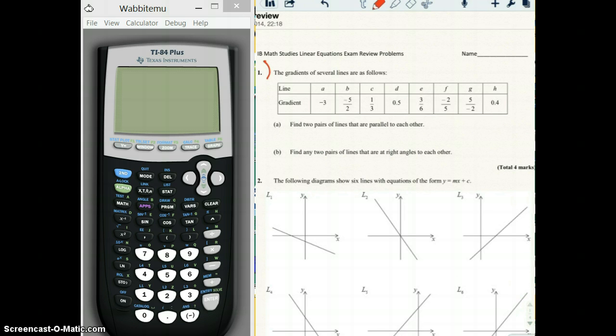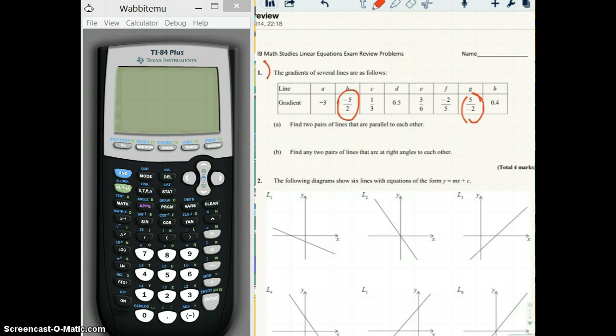Well, let's see, is negative 3, are there any other negative 3's? No. What about negative 5 over 2? Is there anything that's the same as negative 5 over 2? Yeah, there is, because here's negative 5 over 2, and here is 5 over negative 2, and of course those two things are the same, right? So these two are the same.